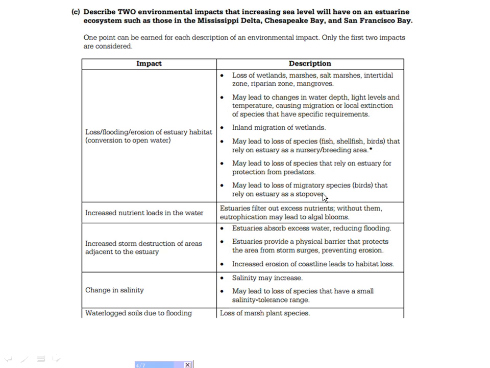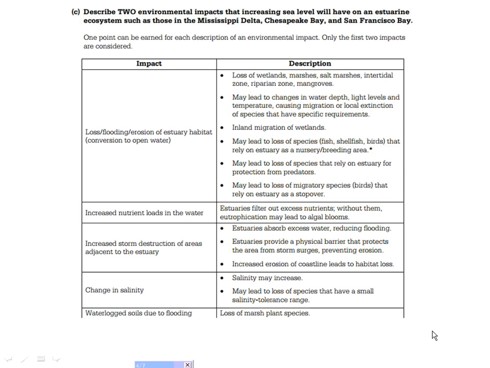Changes in depth, light levels, and temperature causing migration or local extinction. All of these would have been correct. I probably would have also described the change in salinity. So because you're going to have more salt water in the estuary, the salinity is going to increase. So if you would have said that, may lead to loss of species that have a small salinity tolerance range. So the more salt, the fewer species you're going to have. And then you can see increased storm destruction, increased nutrient loads. So that gives you a few other examples here of what you could have written.